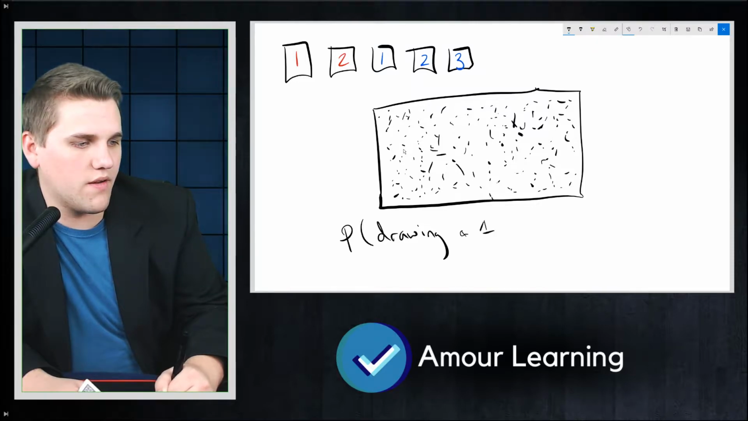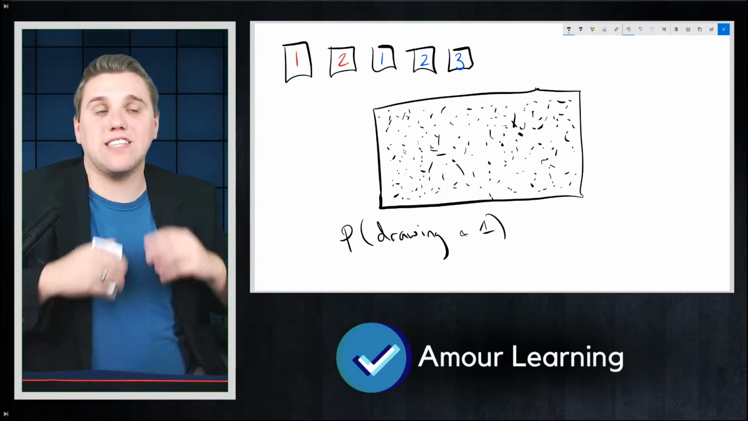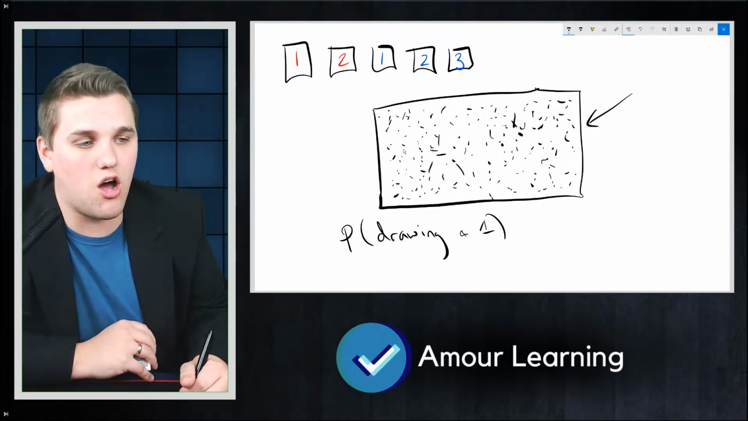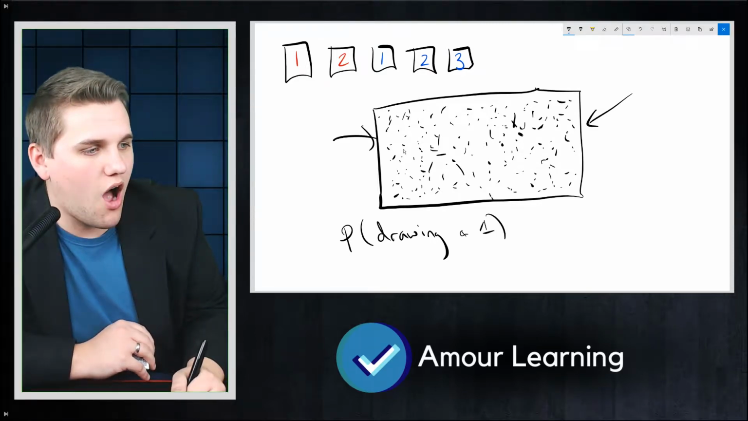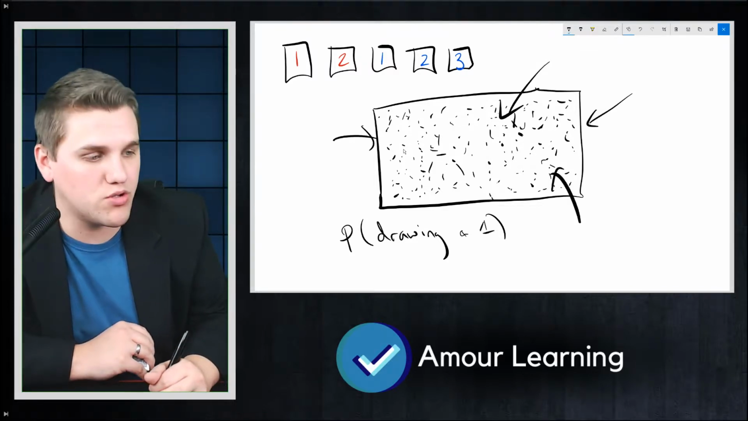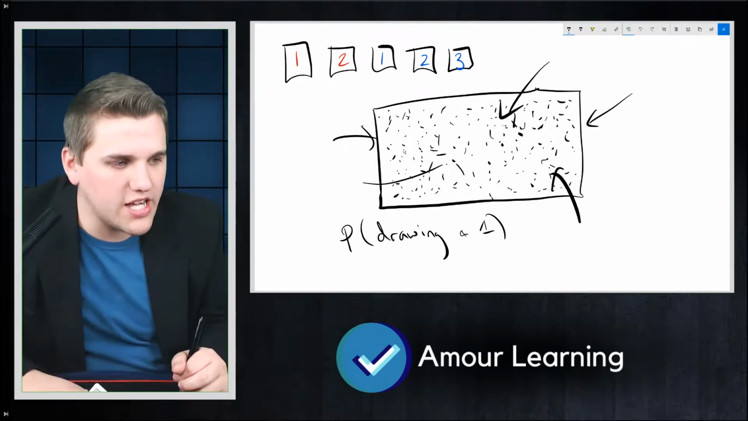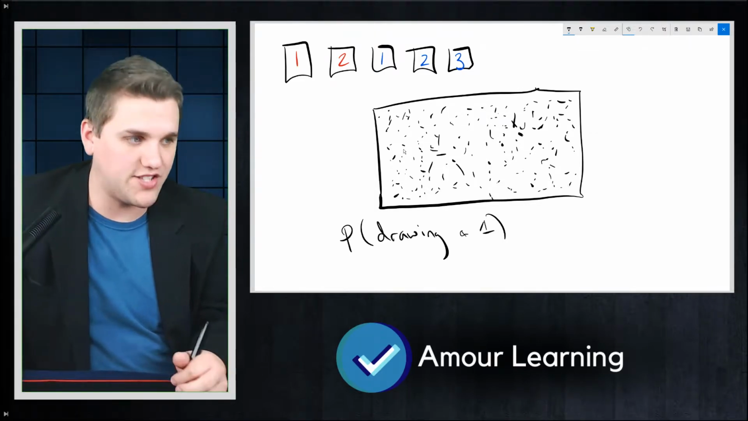A 1. So how do we do that? Well, you can imagine that some of the members within this group are going to draw a red 1. Other members are going to draw a red 2. Other members are going to draw a blue 1. Some members are going to draw a blue 2, and some members are going to draw a blue 3. And the idea is we're going to organize this entire group into 5 sections.